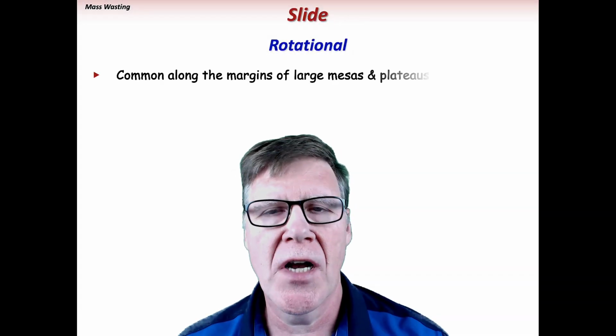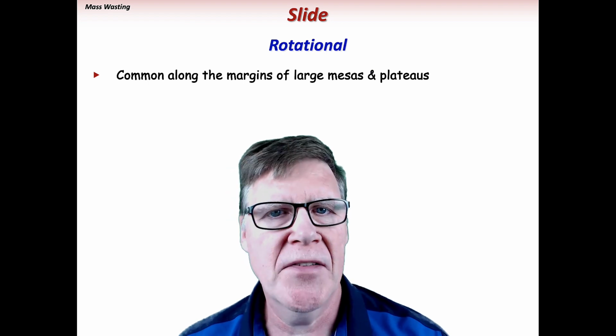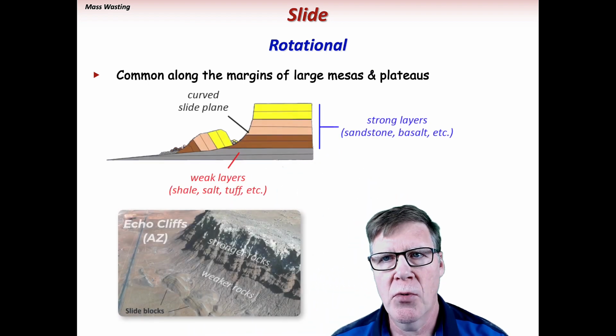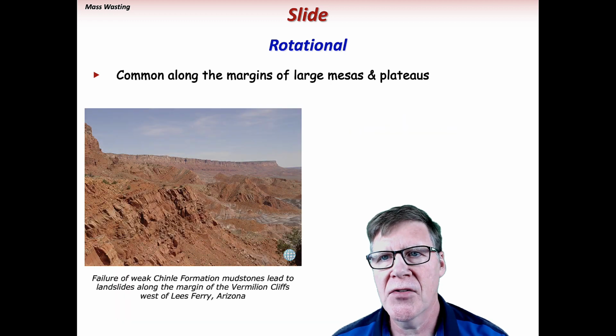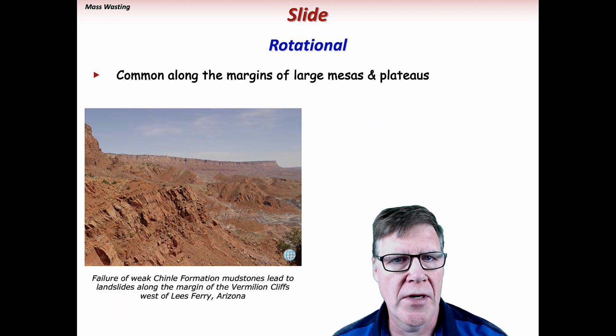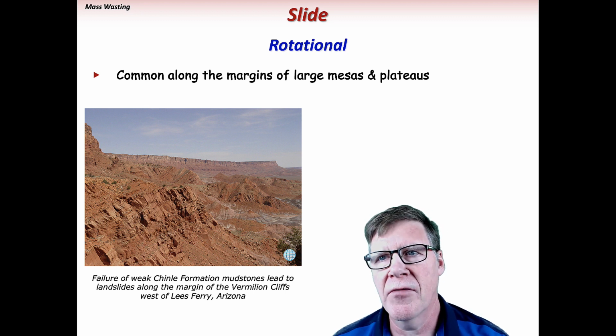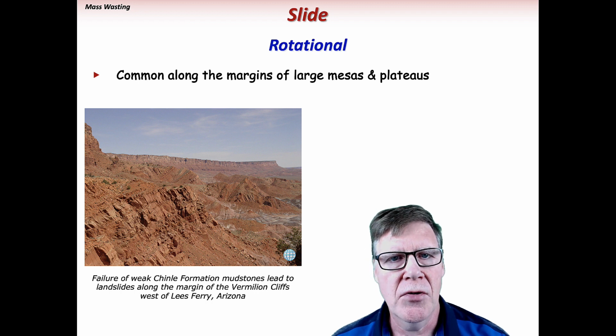Rotational slides are common along the margins of large mesas and plateaus, especially ones that have relatively weak units. This is the case along the margins of the Vermilion Cliffs in northern Arizona near Lee's Ferry. Failure of weak Chinle Formation mudstones lead to numerous slumps and rotational slides.